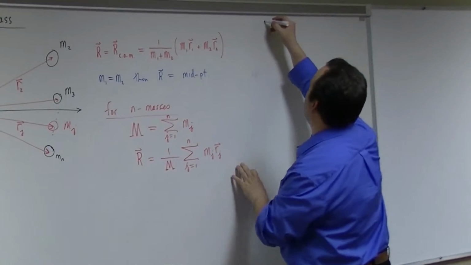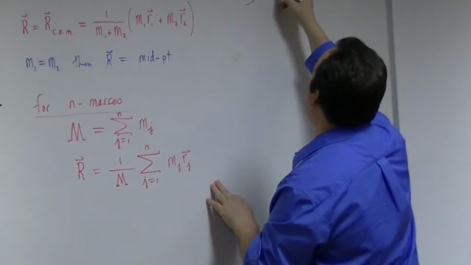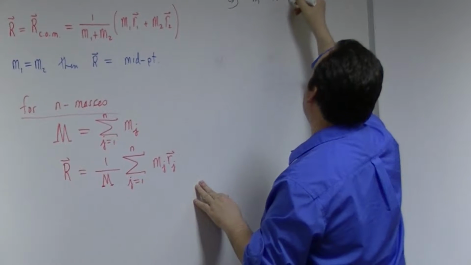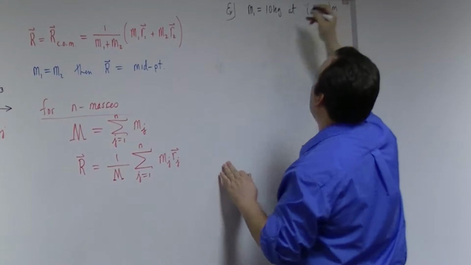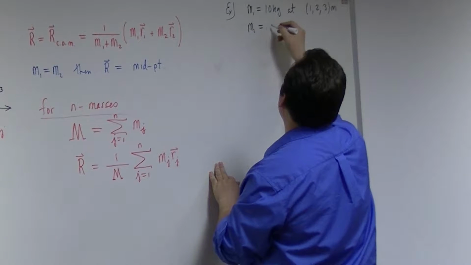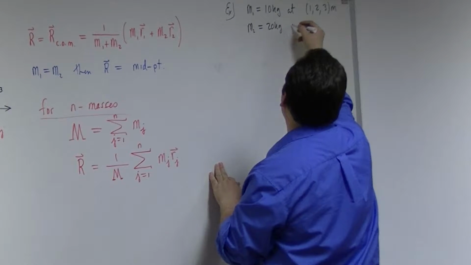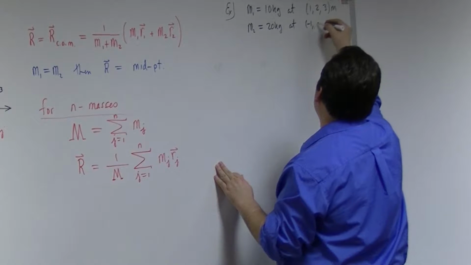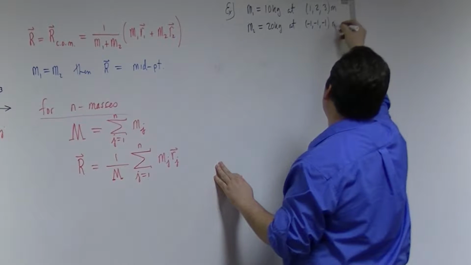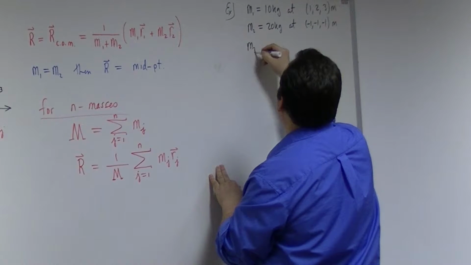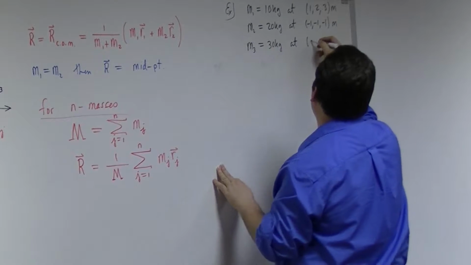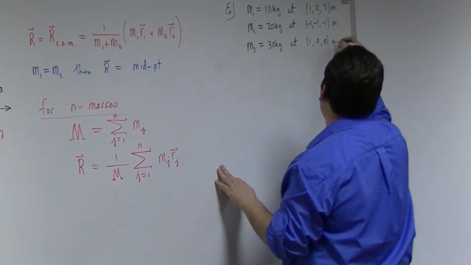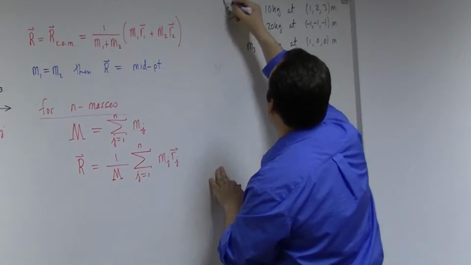So, for example, if I have M1 equals 10 kilograms at (1, 2, 3) in meters, and if I have M2 equal to 20 kilograms at (-1, -1, -1) in meters, and if I have M3 equals 30 kilograms at (1, 0, 0) in meters, then I can ask what's the center of mass for this system.